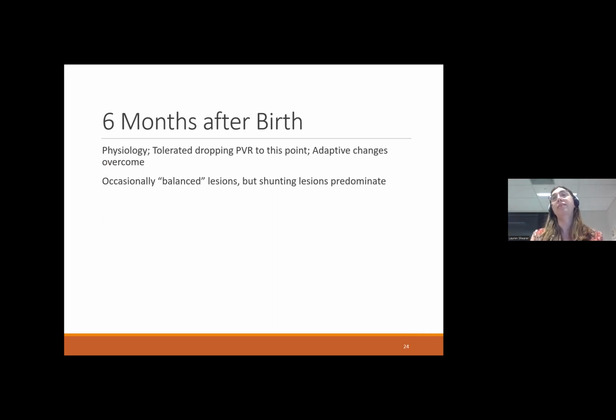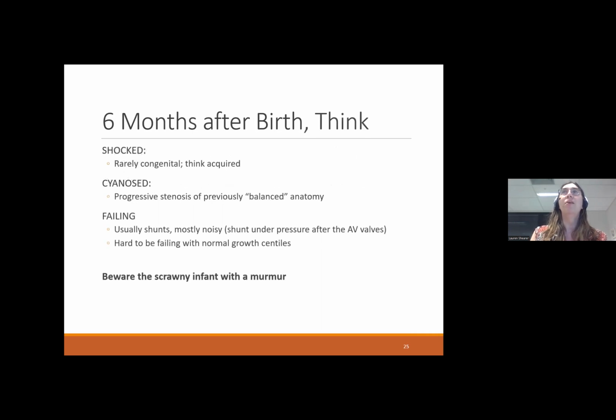But most of what we're seeing here are the ventricular septal defects and the atrioventricular septal defects, or valve lesions, where there is extra workload on the heart. And the kid has coped with that when they've been 3 or 4 kilos, but now they're trying to get to 7 or 8 kilos. All of that energy is taking its toll. And so although they may present shocked, that is rarely congenital at this point. So think about the acquired cardiomyopathies and myocarditis.